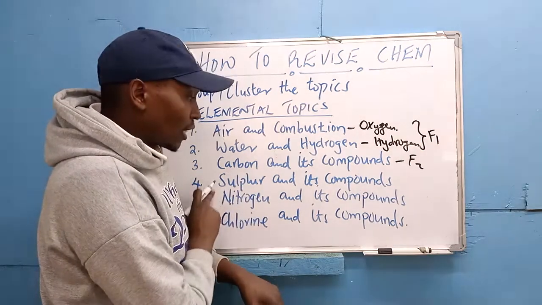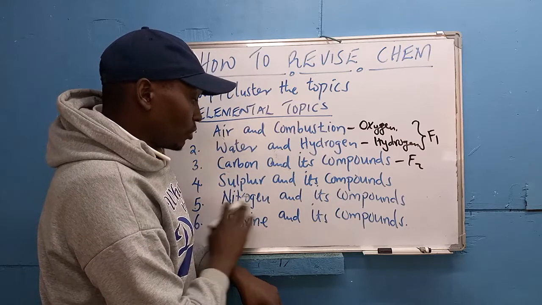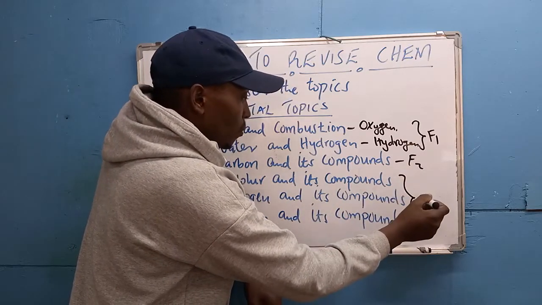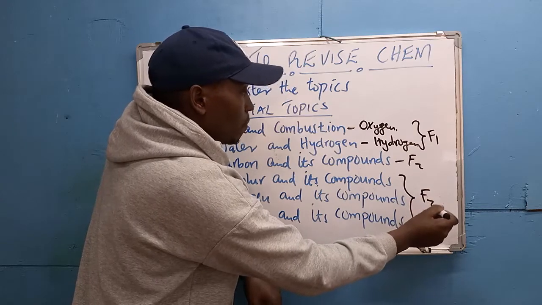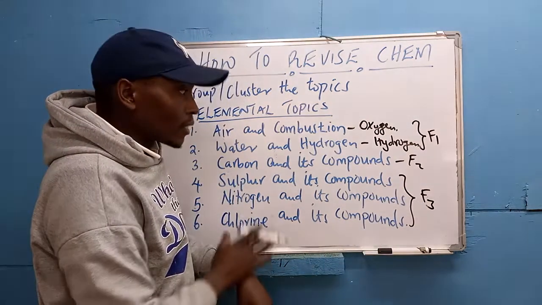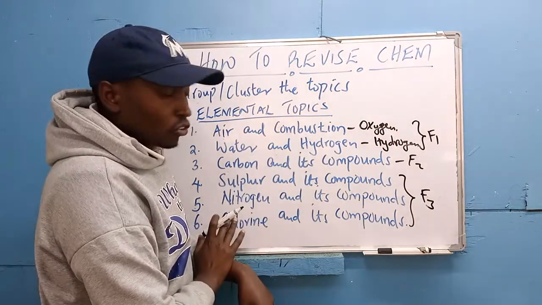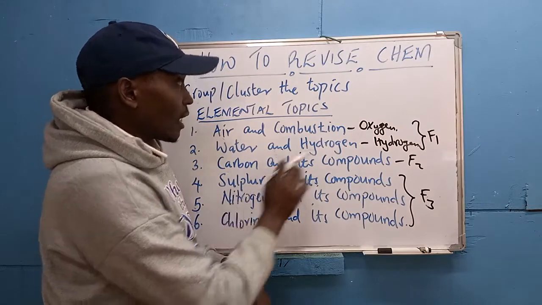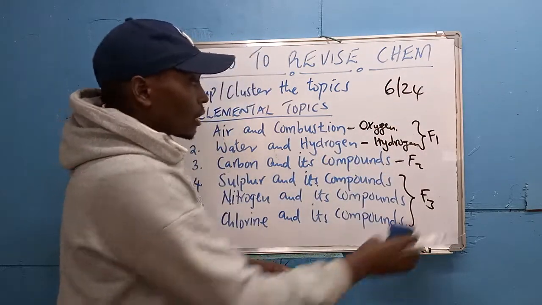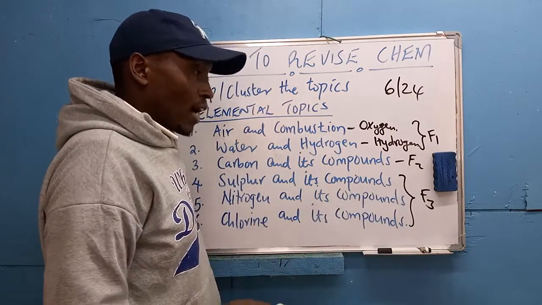Then we have the Form 3 topics that we call elemental topics. Sulfur, again, we study sulfur and some of its compounds. Then nitrogen, and then chlorine. These 6 topics out of the 24 have a similar way of revising. Just revise the element in question, then some of its compounds. That is 6 out of 24 topics that have some similarity in one way or the other.